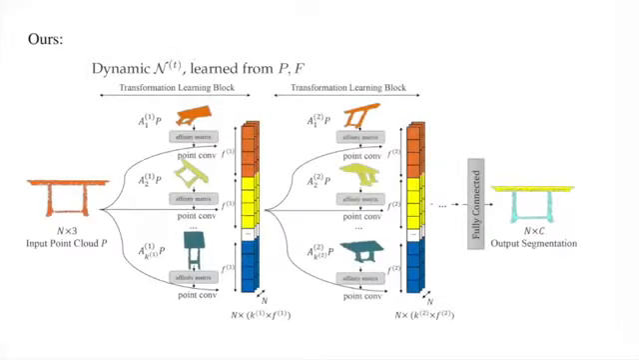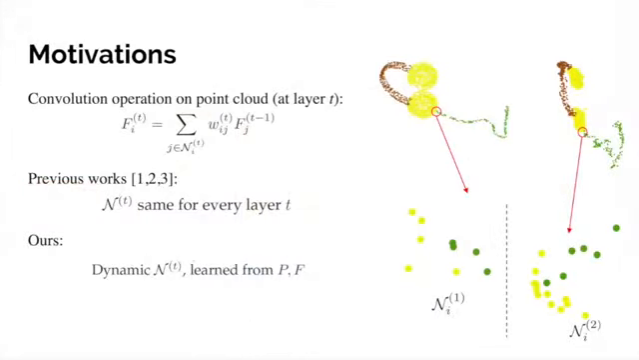We propose having a dynamic neighborhood for each layer. At each layer, we learn multiple different transformations of the original point cloud location. Because of the transformation, at different layers the neighborhood of each point is different. We learn these transformations from point cloud location P and feature F.